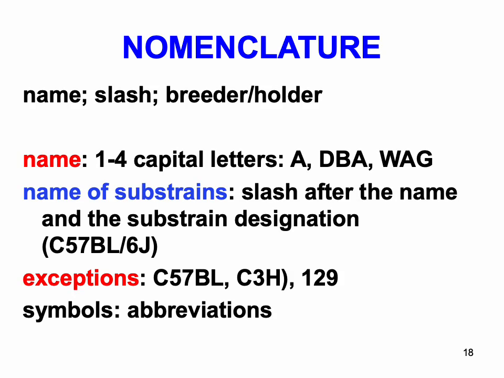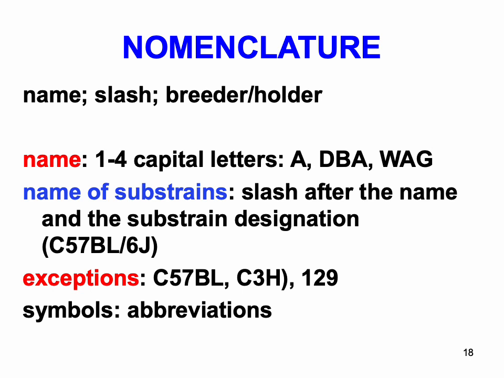The nomenclature of the inbred strain is name/breeder or holder. The name consists of 1 up to 4 capital letters, for example A, DBA, W, AG. The name of substrains should be given after a slash after the name, with the substrain designation, for example C57BL/6 and so on.